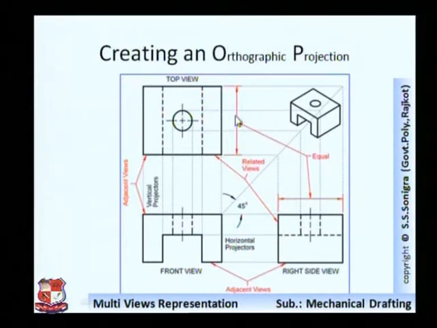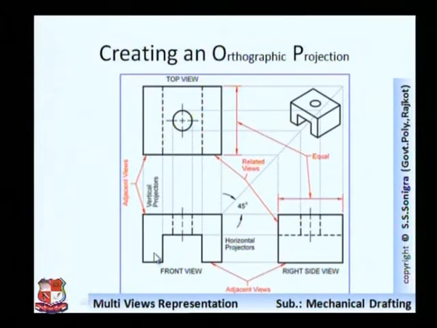Now these two dimensions are equal. You can see here height and width: height in the top view, width in the right hand side view. Similarly, these are two adjacent views, and these are two adjacent views, and these two views are related views, the right hand side view and top view. If you draw only the right hand side view and top view, it would be difficult to imagine the object.